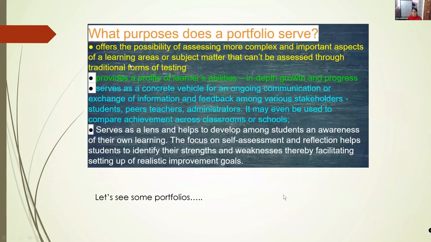And what purposes does a portfolio serve? It offers the possibility of assessing more complex and important aspects of a learning area or subject matter that can't be assessed through the traditional form. What we are not able to assess just through the paper pen test, we can assess through the portfolio. It provides a profile of the learner's ability, in-depth growth and progress. It serves as a concrete vehicle for ongoing communication or exchange of information, and we can get feedback among the various stakeholders. Here she has taken assessment by the students, by other teachers, by their parents. All the assessments she has taken, she put in the portfolio.